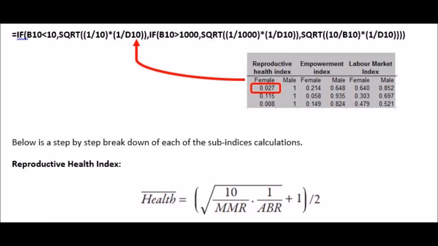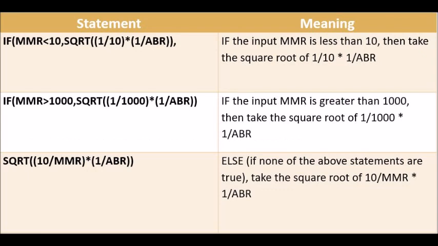The if statement executes a certain section of code if the test expression is evaluated true. If not, it moves on to the next section and evaluates to see if that is true, and so on and so forth. Let's break down this equation a little further. So first, Excel would look to see if the first statement is true. And the first statement says that if the input maternal mortality ratio is less than 10, then I would want to take the square root of the product of 1 over 10 times 1 over the adolescent birth rate.